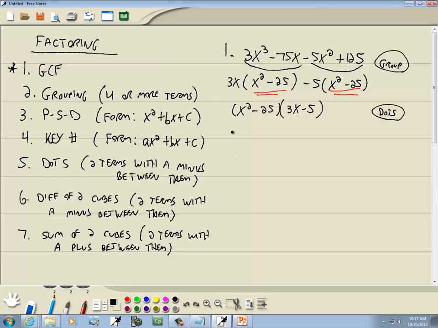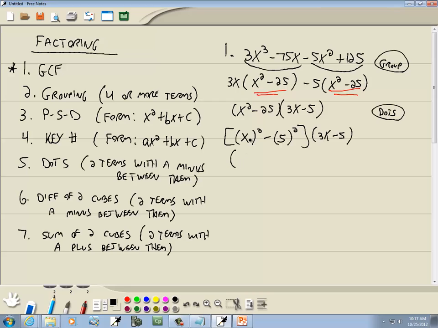Difference of two squares. So we'll take a look at our first parentheses, and we're going to try to write it as something squared minus something else squared. 3x minus 5 just carries down. We ask ourselves, what times itself gives you x squared, and that's x. And what times itself gives you 25, and that would be 5.